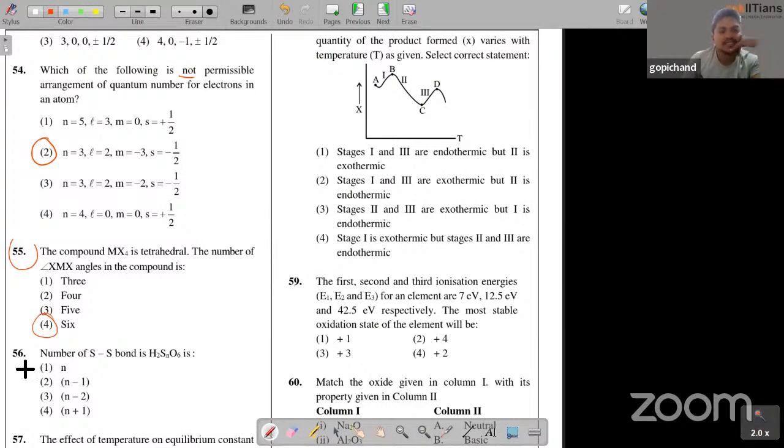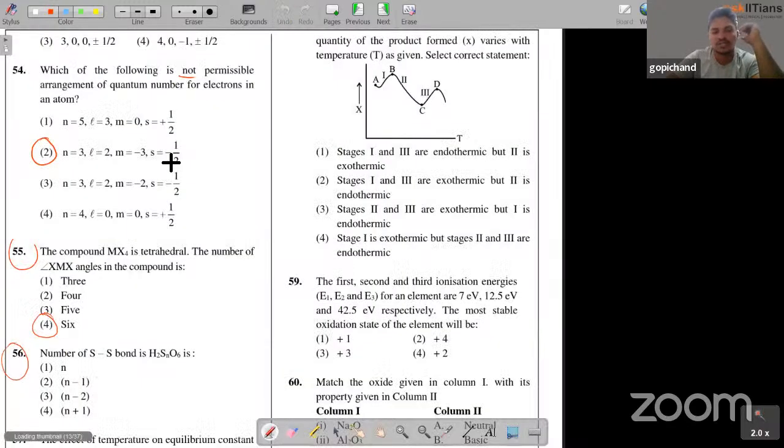Okay, next. The number of SS bonds in H2SnO6. So they are asking about the number of SS bonds. So we should know the number of SS bonds.